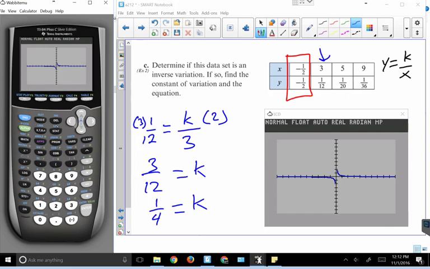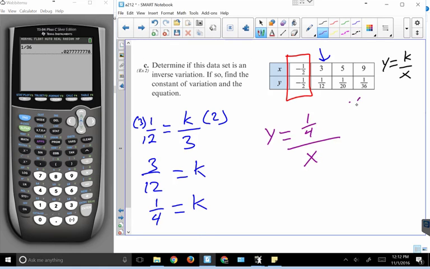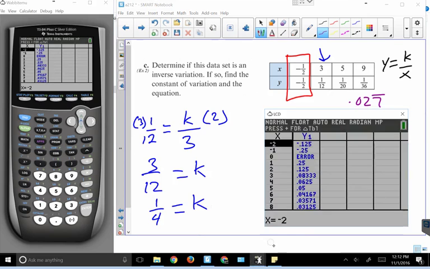Just check. Clear out of here. 1 divided by 36. Hey, it comes up with the exact same number that we were looking for. 0.027, repeating. Second table. I put in 9. And what do I get? Whoop, go down. 0.02778. Looks like it's the correct thing.